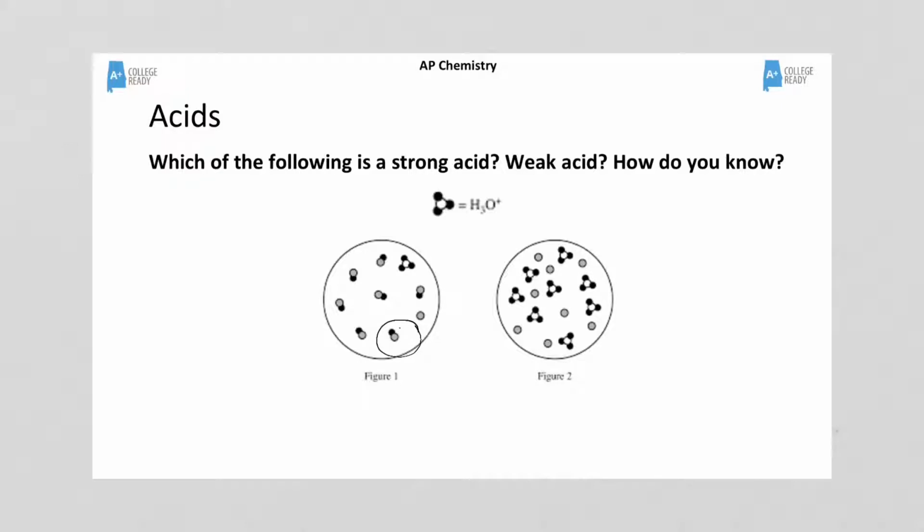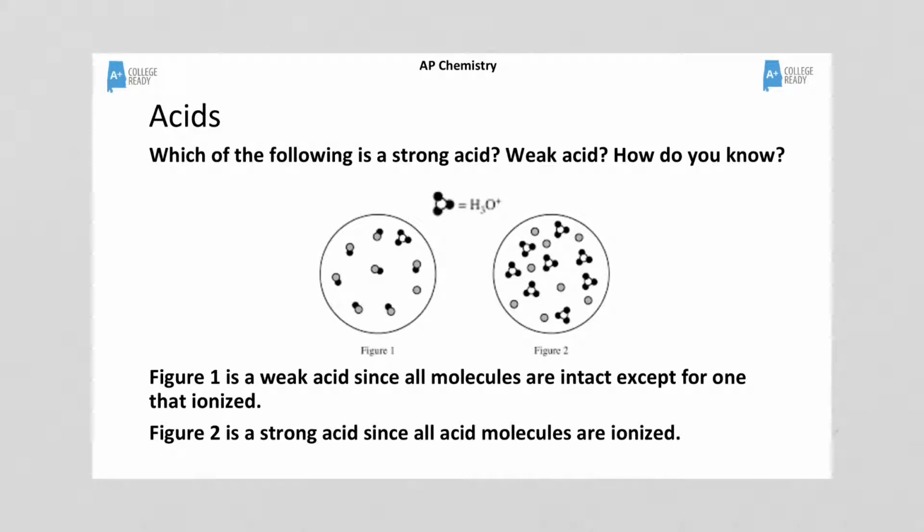So we could tell figure 1 is a weak acid, mostly intact in the solution. It has the bonded molecule of the acid, and it only has the one hydronium ion and the one fluoride. And we could tell figure 2 must be a strong acid. There's not one molecule in there that's bonded together. All of those have been ionized and separated. You could be asked a question here, and the answers are on the next slide.